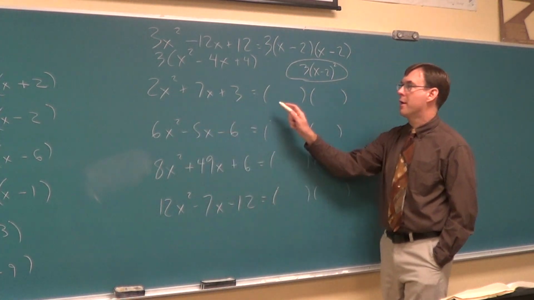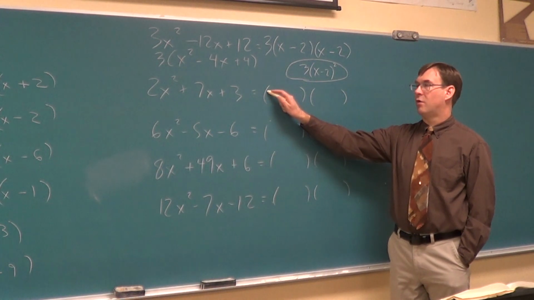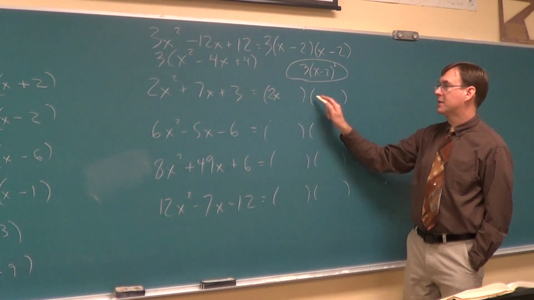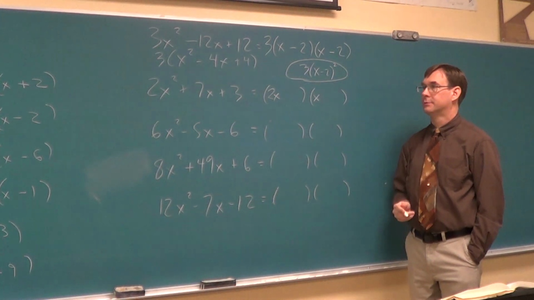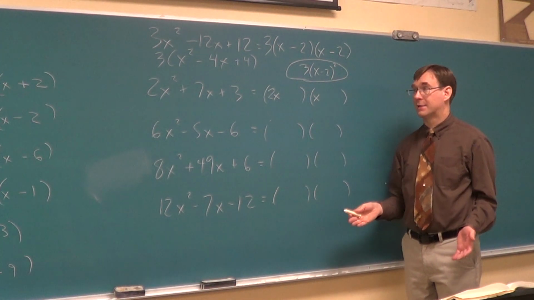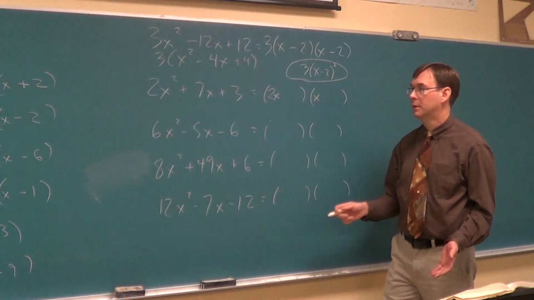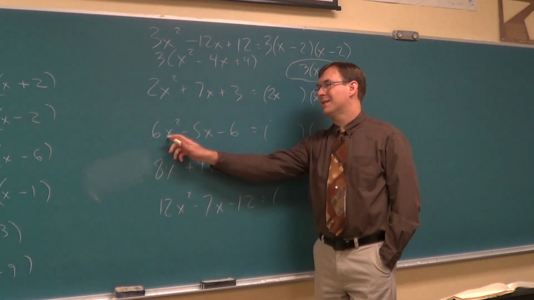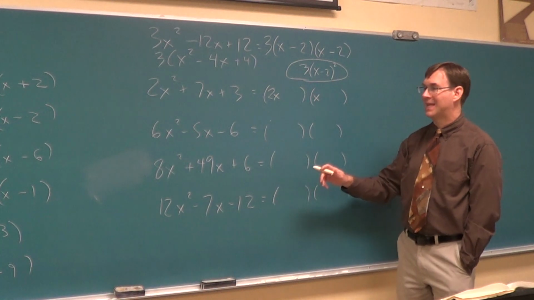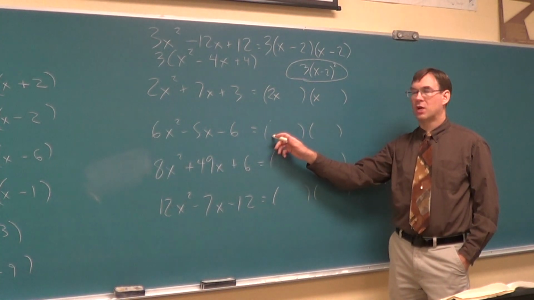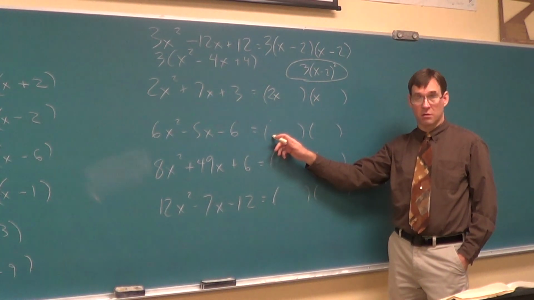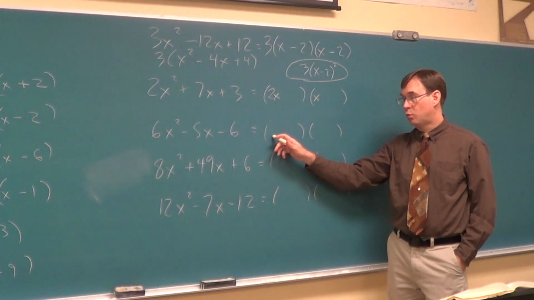So 2x squared, not much of a guess involved in that. It's going to be 2x versus x. No doubt, that's not a guess. That's just my only choice. If I'm going to start this 6x squared one though, I have to guess. What would be a possible guess? 3, 2. Could be 3, 2. 6, 1. Could be 6, 1.